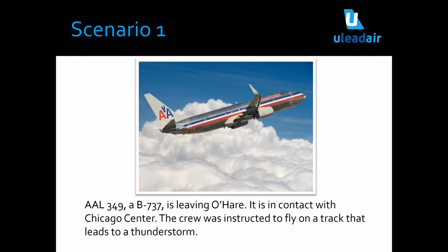American Airlines 349, Boeing 737 is leaving O'Hare. Is in contact with the Chicago Center. The crew was instructed to fly on a track that leads to a thunderstorm.